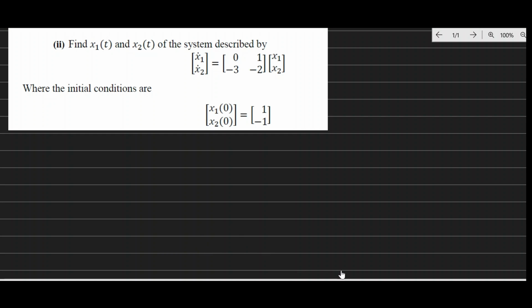Okay, so let us look at one problem here on the solution of a state equation. The question reads, find x1 and x2 of the system described by the following state equation. We are given the state equation here, and we are also given the initial conditions. Okay, so how do we solve this?